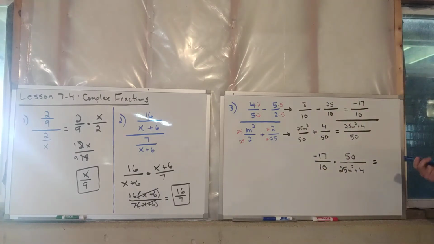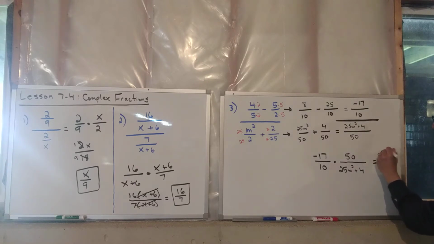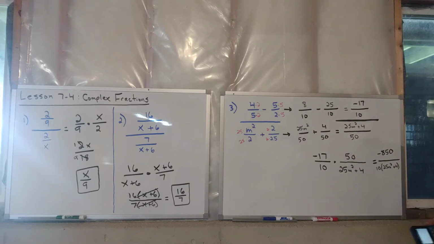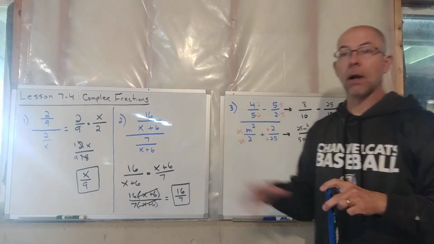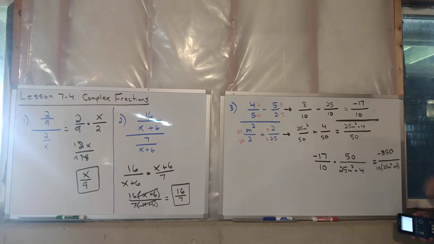Which means negative 17 times 50, that's negative 850 over, now this I'm going to write as 10 times 25m squared plus 4. Now the reason I'm doing that, again, I didn't do it over here either. I don't want to distribute, if there's distributive property, until I reduce. Just multiplying this is okay.